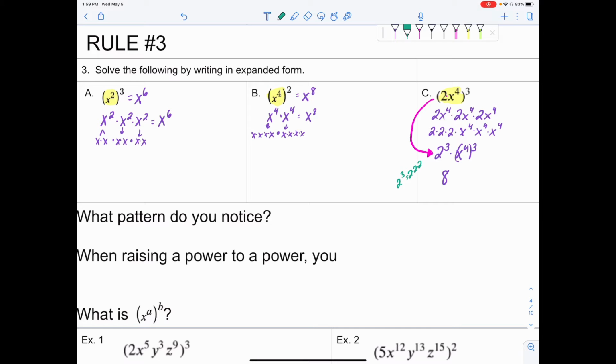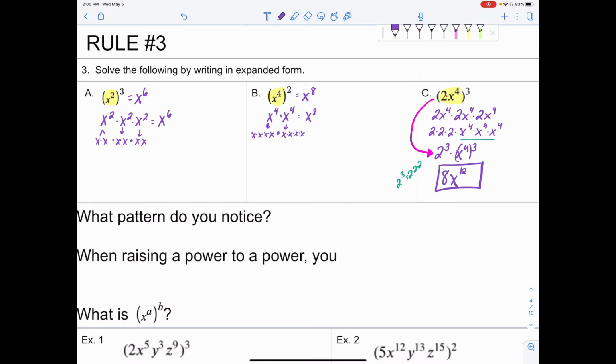And then for x to the 4th cubed, we've already written it out the long way. X to the 4th times x to the 4th times x to the 4th. We know when we're multiplying the same base, we keep our base the same. We add our exponents. 4 plus 4 plus 4 is 12. So we would write our final answer as 8x to the 12th.